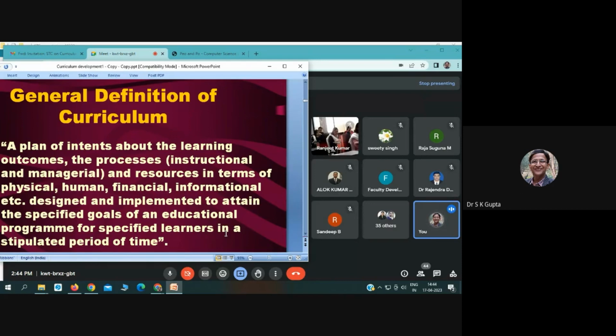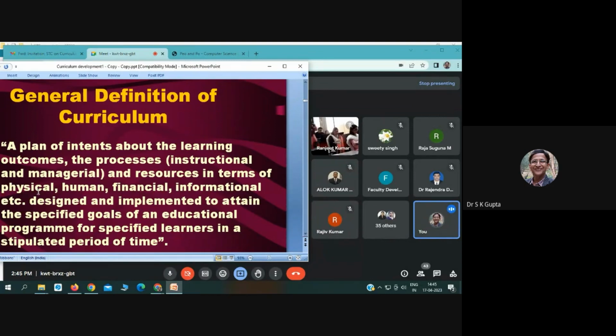Curriculum in general is a plan of intents about the learning outcomes. Which learning outcomes do we want to develop in our students? The processes, instructional and managerial, our teaching-learning process, and our resources in terms of physical, human, financial, and informational. Because to implement a curriculum, we require physical resources.